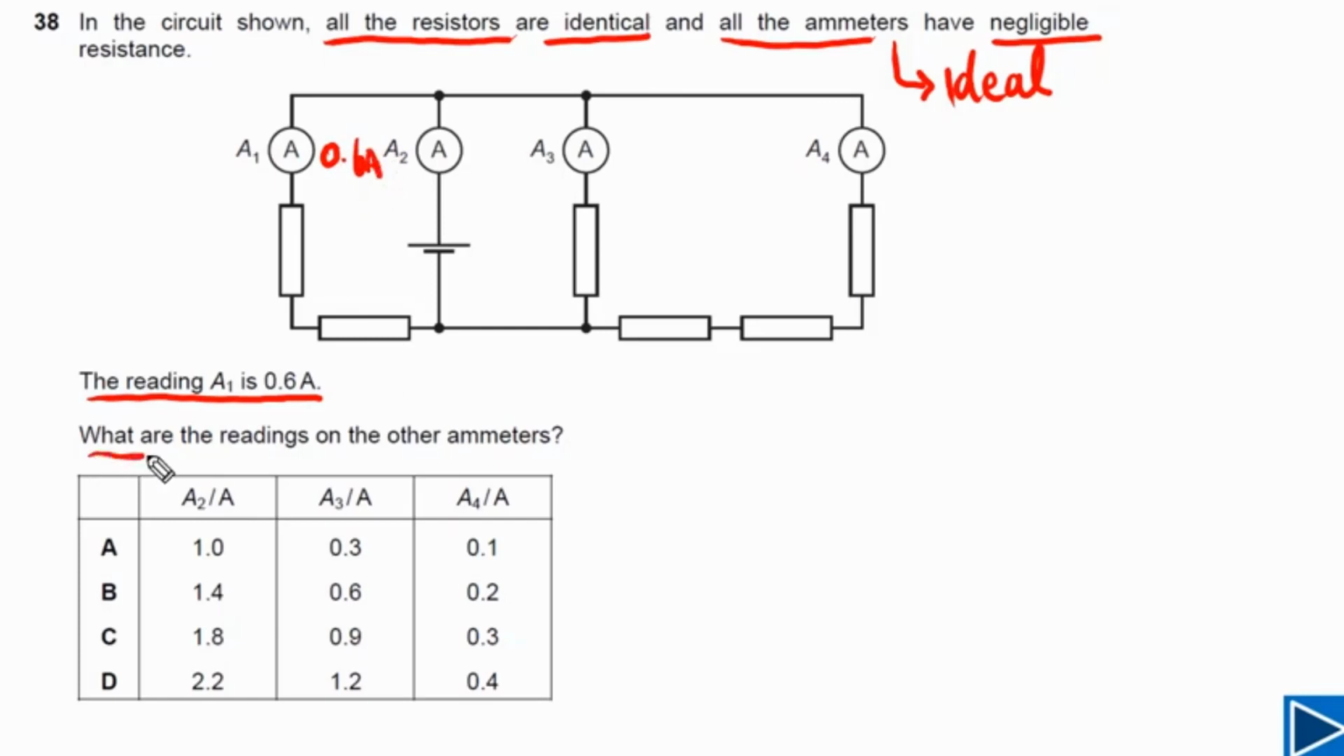The question is asking us what the readings are on the other ammeters, meaning what is the reading on A2, what is the reading on A3, and what is the reading on A4. This is what we need to find out.